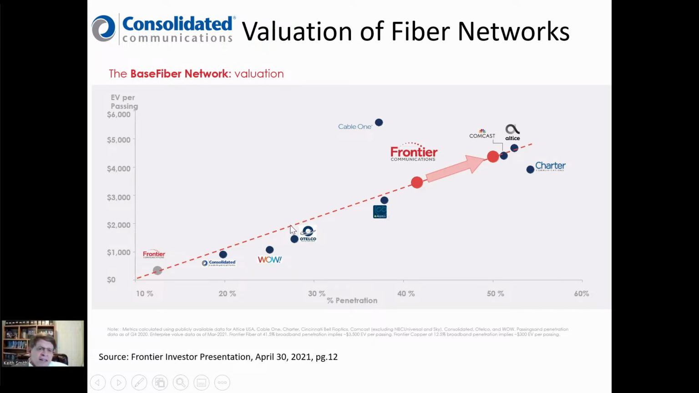If you look at Consolidated, it's way, way down here, and that's because it still has a lot of the copper pieces in. So once Consolidated gets its 70-75% completed network, it's gonna pop. It's gonna pop right up to here. Its penetration rate will probably be 30-40%, so its value should be above $3,000 per passing. At that point, the value is going to be quite a bit higher.